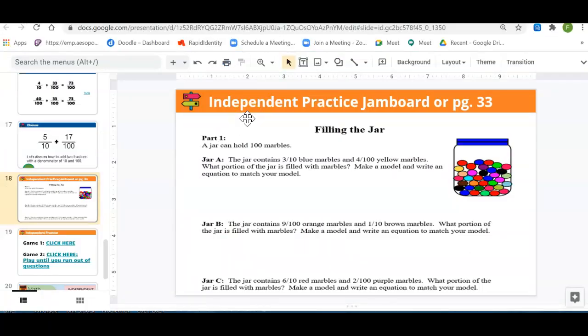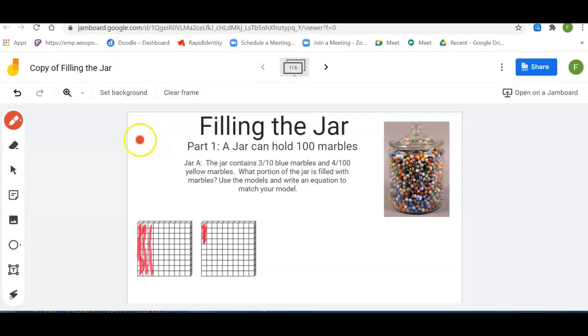All right, so on our next slide, you got independent practice. Now there's a choice for you here. You can do it on the Jamboard that's been assigned to you, or you can do it on page 33. So I'll go to the actual Jamboard, and we'll look at the first one together.